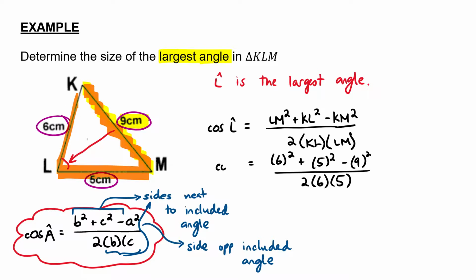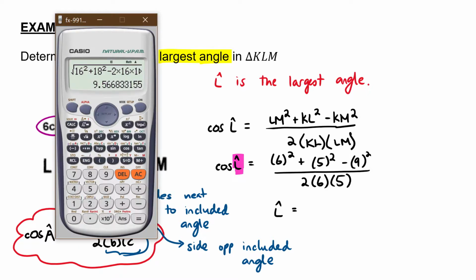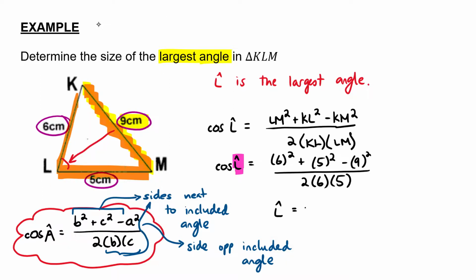And remember, so far we're looking for cos of L. So if we just want to find L on its own, we would have to use the inverse operation. In other words, if I wrote L is equal to, when I typed it in on the calculator, it would need to be shift cos of that whole expression: 6 squared plus 5 squared minus 9 squared over 2 times 6 times 5. And when we do that, we get L is equal to 109,47 degrees.